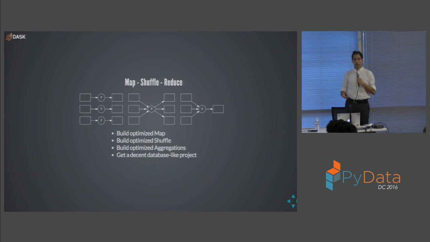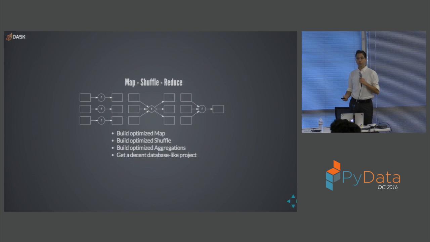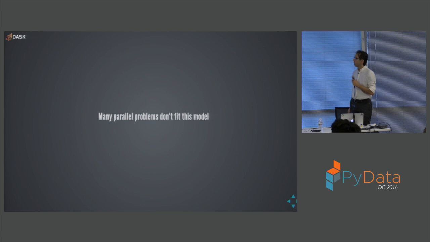If you look at something like Spark, all Spark operations roughly fall into 3 categories. There's map partitions, so anything that's embarrassingly parallel, like map or filter. There's shuffle, so an all-to-all communication, something like group by or join. Or there's aggregations, something like min or max or distinct. And Spark has optimized the heck out of these 3 operations, because everything is based on those. Okay. So if you build these 3 things, you get a database-like project.